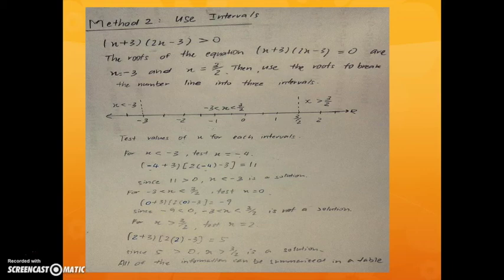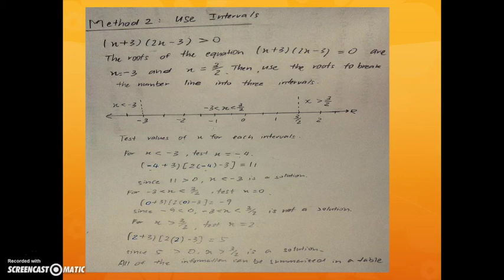For the first interval, test x equals negative 4. To do this, put negative 4 into the brackets where x should be. You get 11. Since 11 is more than 0, x is less than negative 3 is the solution. For the second interval, test x equals 0. You get negative 9. Since negative 9 is less than 0, x is greater than negative 3 and x is less than 3 over 2 is not a solution. For the third interval, test x equals 2, and you get 5. Since 5 is greater than 0, x is greater than 3 over 2 is a solution.